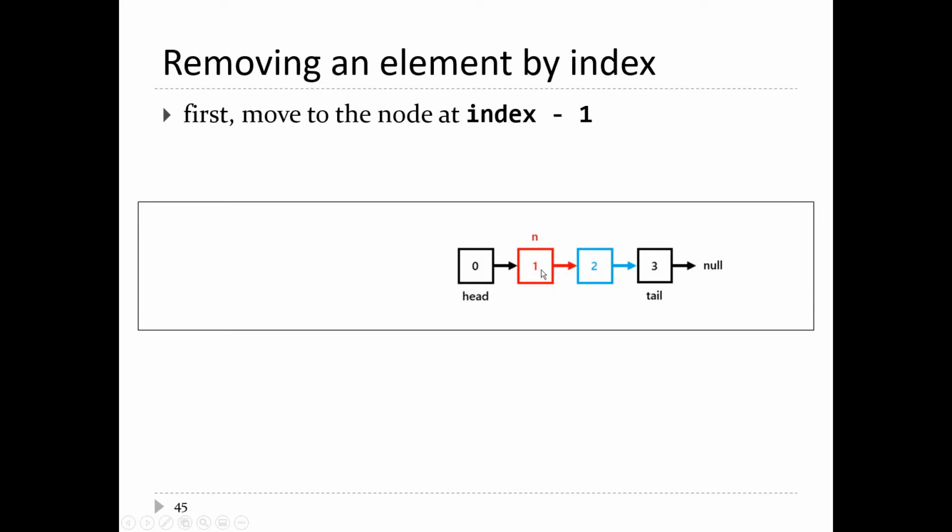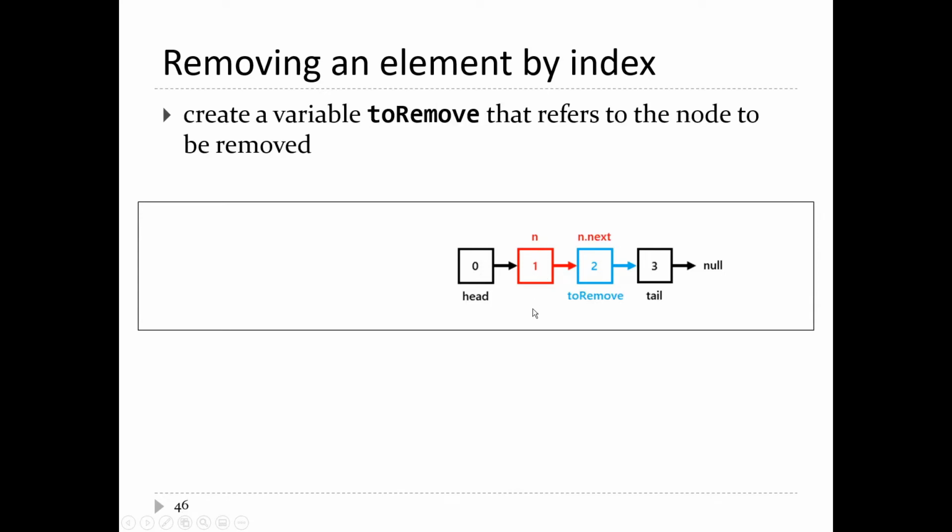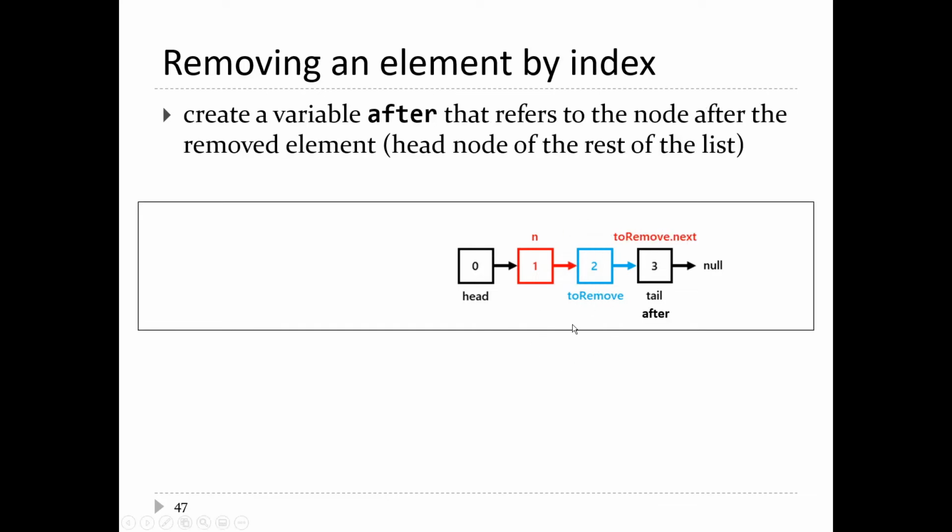So first we move to the node at index i-1 and call that n. I'm going to make a variable called toRemove, and that refers to the node that we're removing. We can get toRemove as n.next. I'm then going to create a variable called after that refers to the node after the removed element. Right, so after is going to be that node there. The reason I want this node is because I want to join n to after when I remove that blue node there.